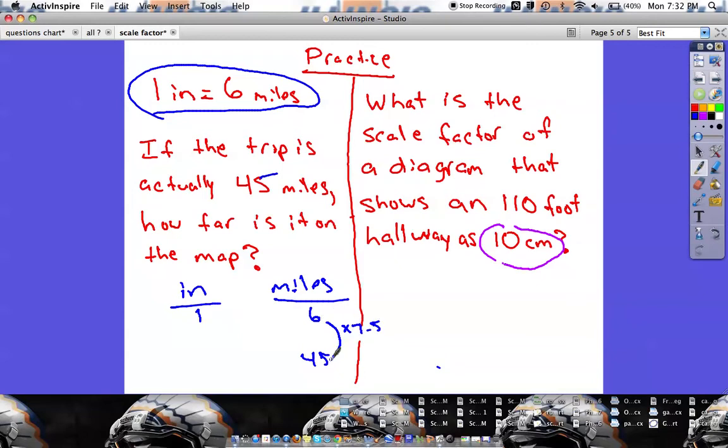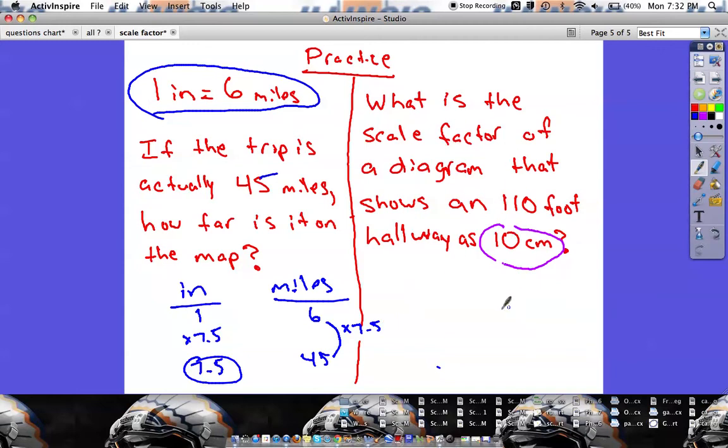Okay, so I know to get from here to here, that would be a times 7.5. 6 times 7.5 is 45. So I have to multiply the other side by 7.5. So my answer is going to be 1 times 7.5 is 7.5. So that would be my answer to that one. Either way would be fine, or probably other ways you could use to come up with this.